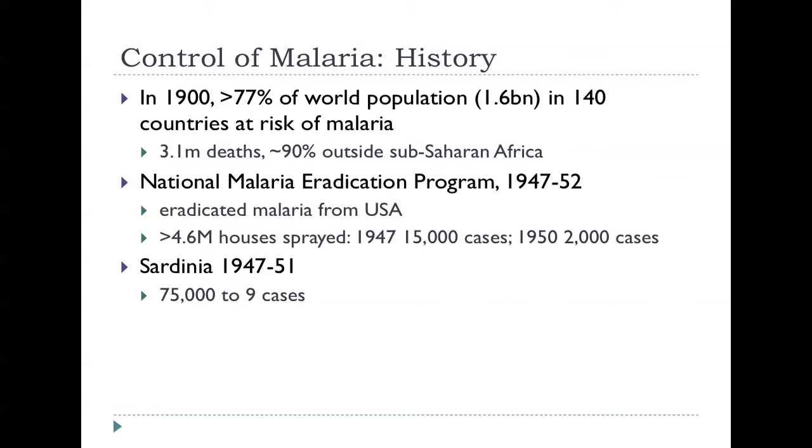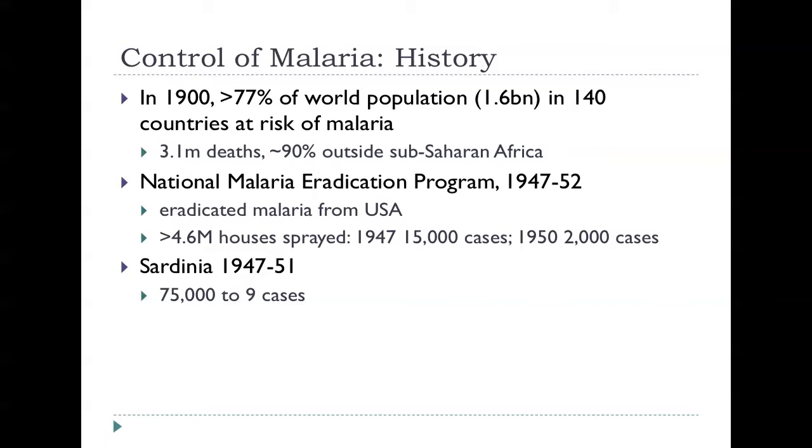So what about controlling malaria? What's the history of malaria in terms of control? Well, if we look back at the turn of the 19th century, the dawn of the 20th century, over 3/4 of the world population at that time, a relatively small number, 1.6 billion now, but in those days, over 75% of the world's population was at risk from malaria, and it was causing over 3 million deaths. And in fact, the major burden of disease was outside Sub-Saharan Africa.